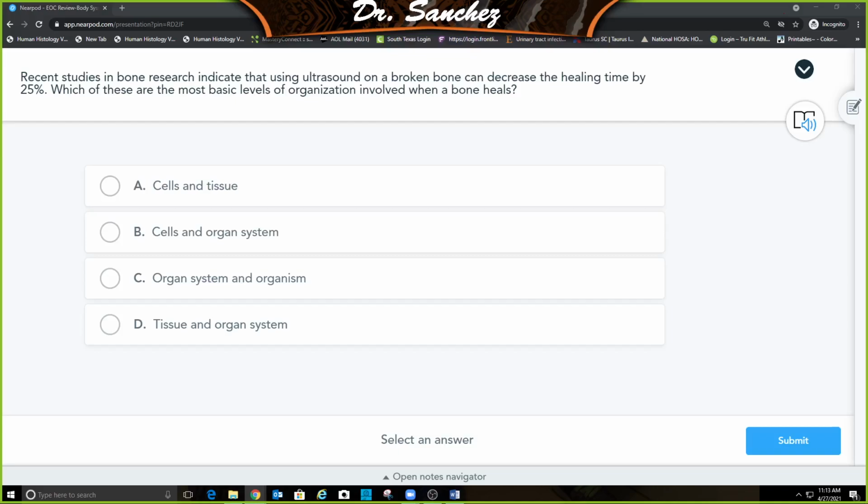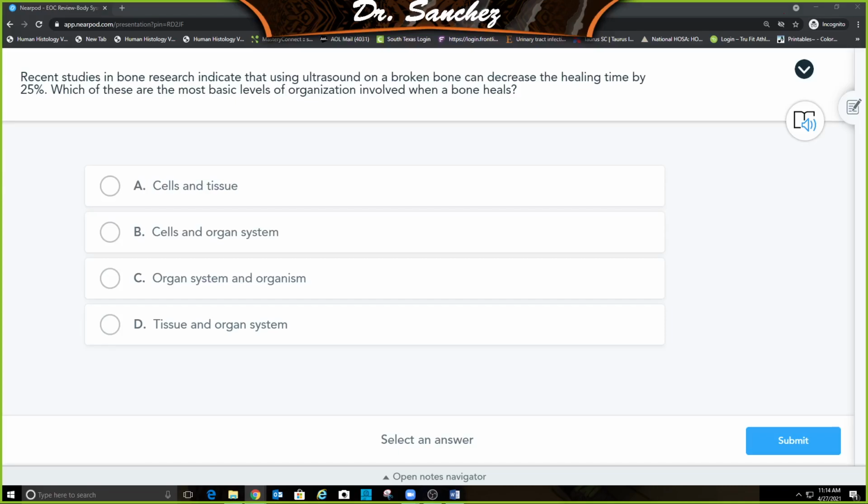But at the most basic level, what organization deals with healing bone? First of all, what is the most basic life form? Atoms? Life form. Cells. Yes. It can't be atoms, because that's the smallest, but a life form would be a cell. Cells, when they get together, what do they make? Tissue. Is a piece of bone tissue?